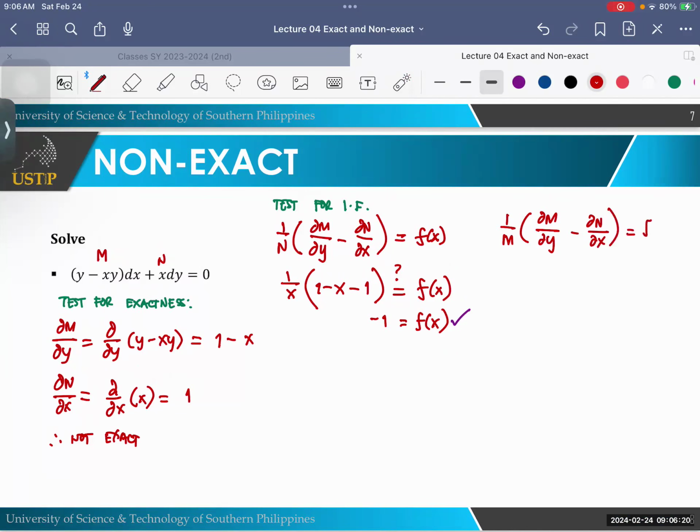Okay. It should be a function of y. So 1 over M will be 1 over... sabi ba tiya? 1 over y minus xy. Yan ni 1 minus x minus 1. Okay? Testing na nato if it is a function of y.